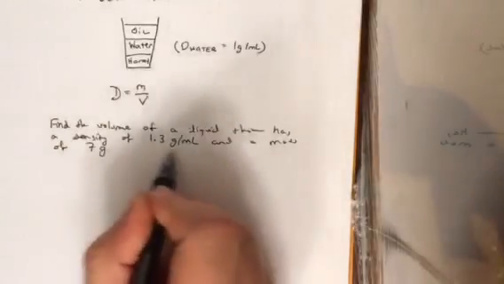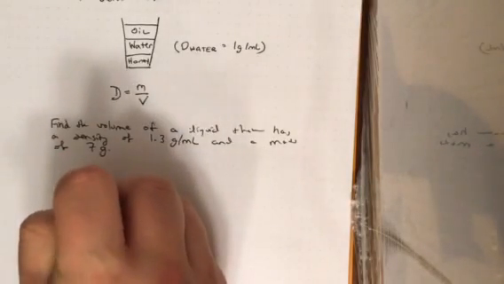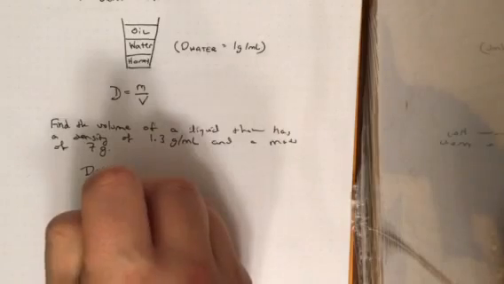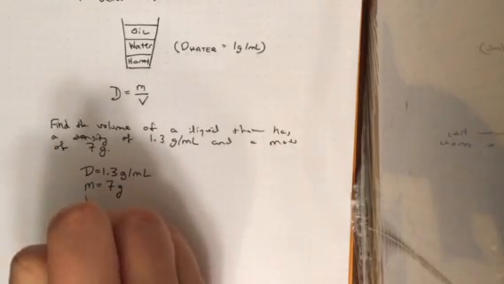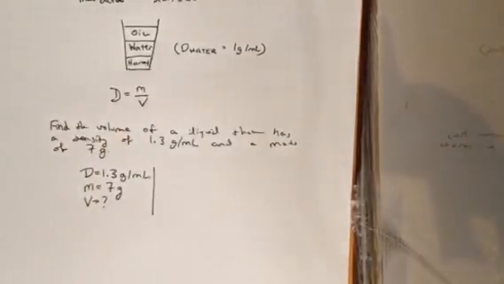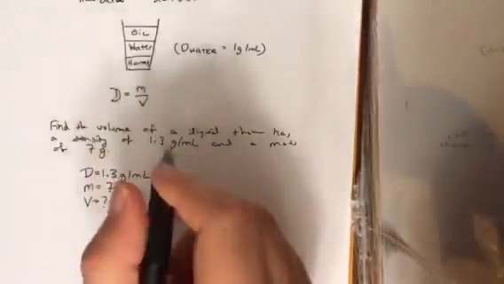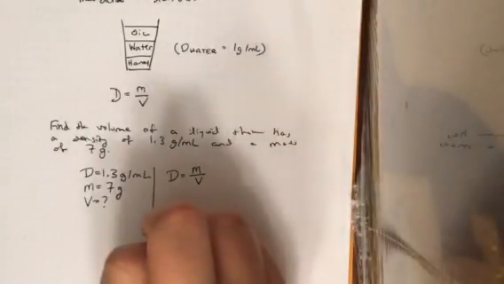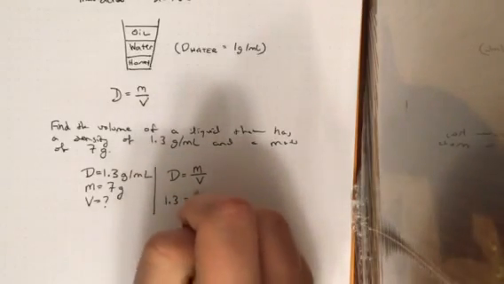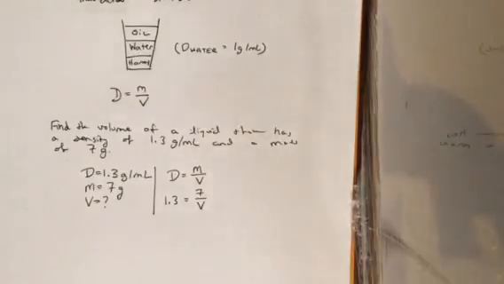So remember, the way that we did this was we started by writing out our knowns and unknowns. So this 1.3 grams per milliliter is a density, so I'm going to write D equals 1.3 grams per milliliter. This 7 grams is a mass, and I'm trying to find my volume. So those are my knowns and unknowns. Now if I go to plug into my equation, D equals M over V, and I plug these numbers in where they go, I get 1.3 equals 7 divided by V.